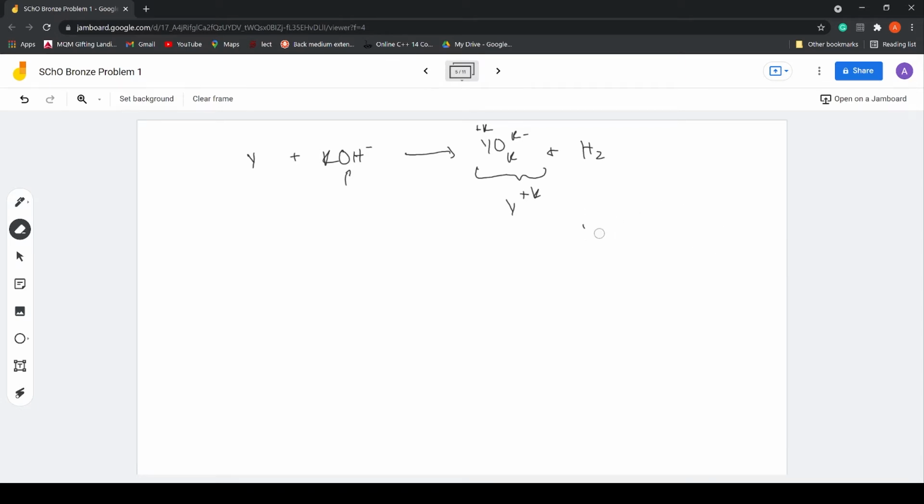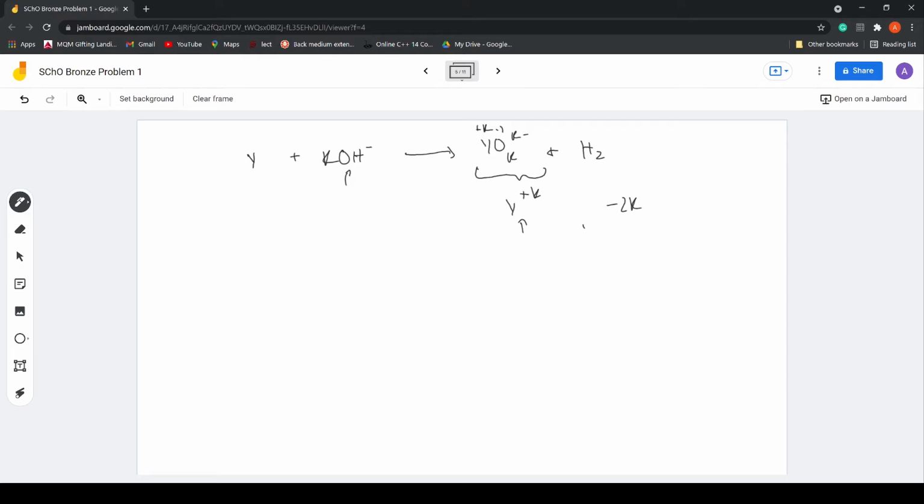So let me explain this first. We know that oxygen has a -2 oxidation state. So if we look at this, our K oxygens will have a -2K. In total, this anion has a minus K charge. So our Y must have a plus K, which is exactly what we want. We want Y to be in an oxidation state of plus K.